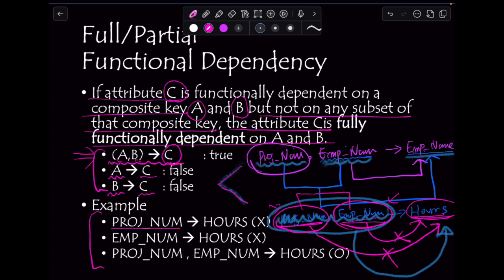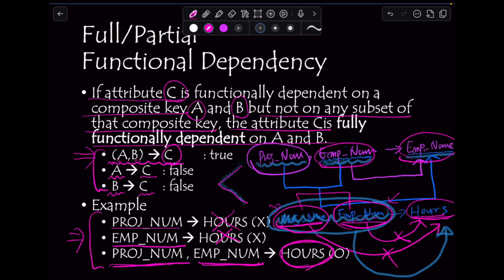As an example here, I showed you project number. There are many employees, so we cannot determine hours. Even one employee can work for many projects, so we cannot determine hours. But only when we know project and employee together, just one project and one employee, we can determine hours. So it is a good example of what? Full functional dependency. And when we determine one attribute with just a part of your composite primary key, it is called what? Partial functional dependencies.